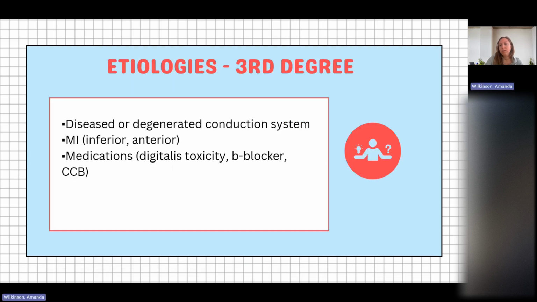Complete heart blocks are almost always a sign of a serious conduction system disease problem. So it can be caused by degeneration or fibrosis of the pathways again, or by an MI. So this can be either an inferior or anterior MI that causes damage to the bundle branches lower down. We also see this in cases of medication toxicity, especially with digoxin, beta blockers, or calcium channel blockers. And all of these can suppress the conduction system through the AV node. But regardless of the cause, this rhythm usually requires some urgent intervention and often pacing.